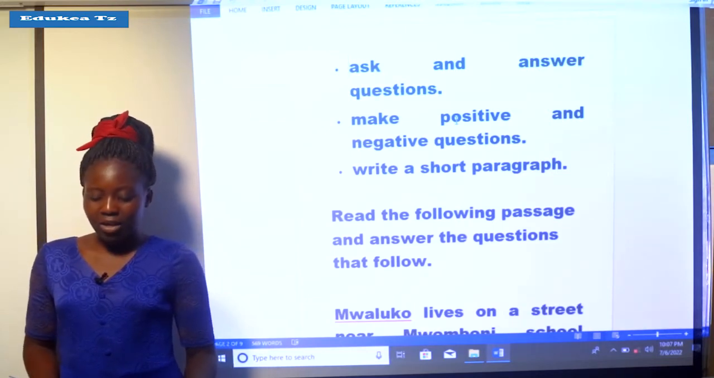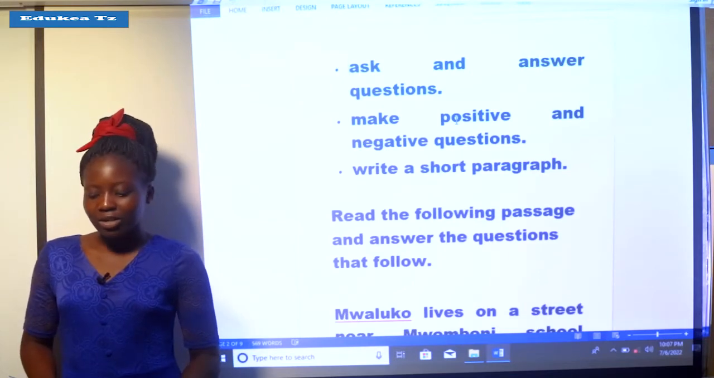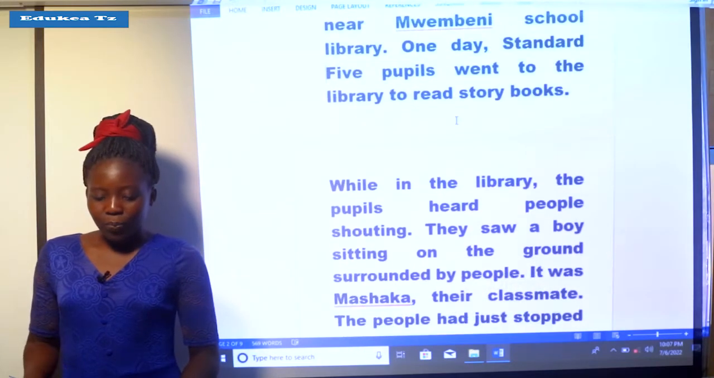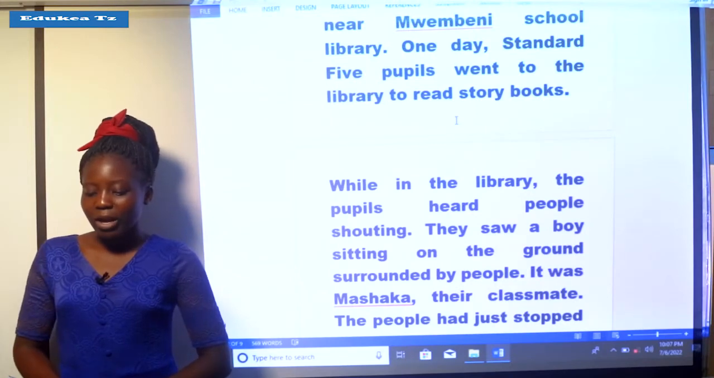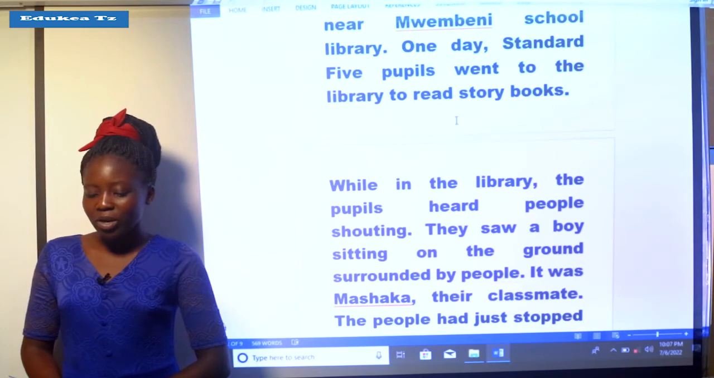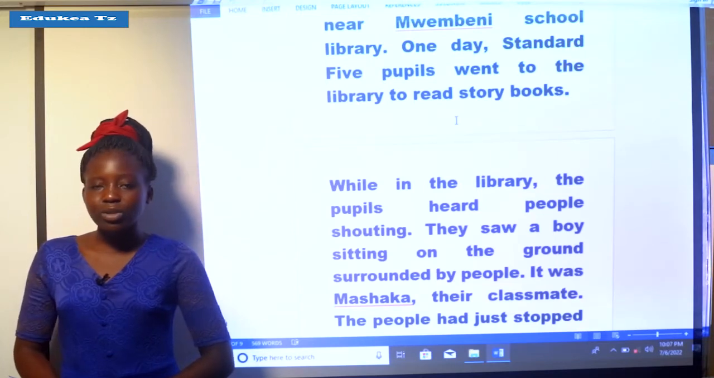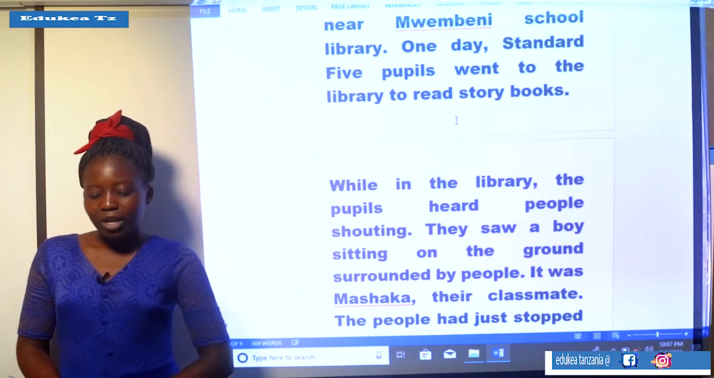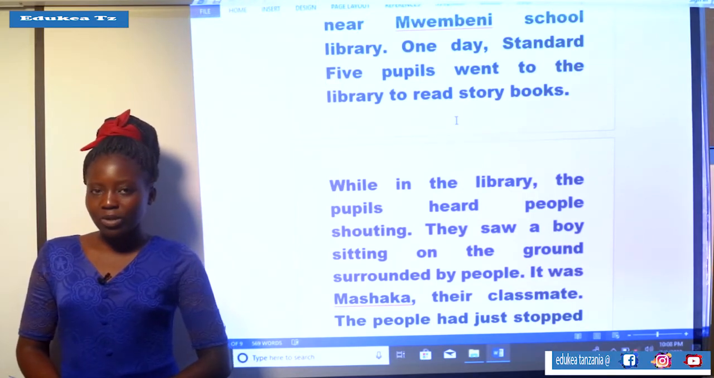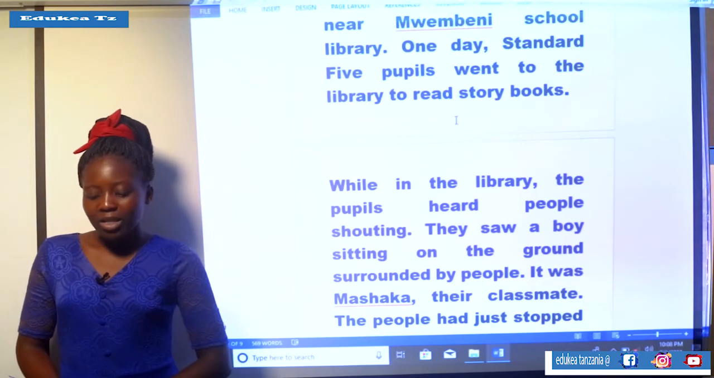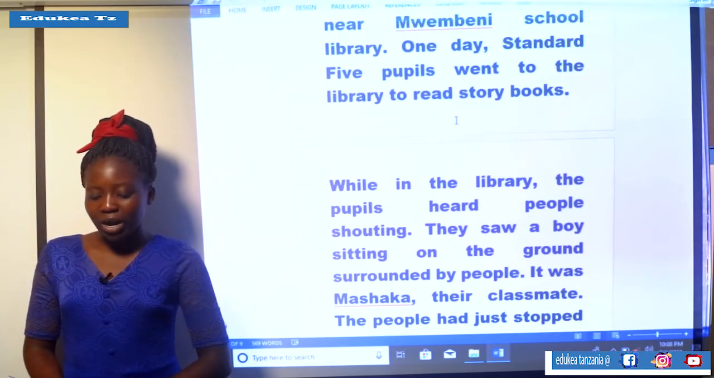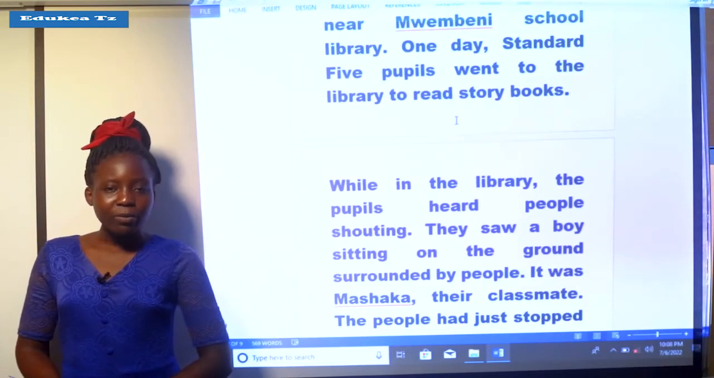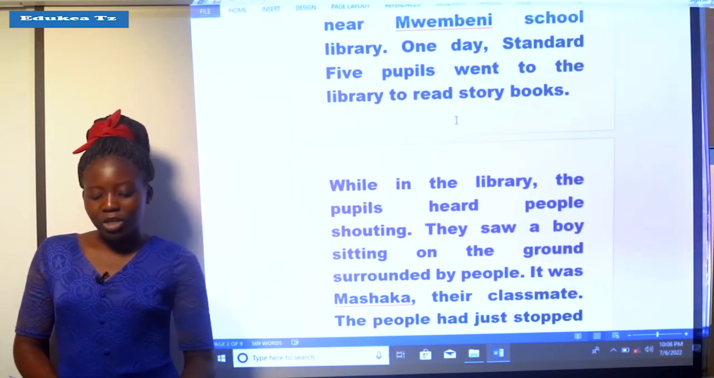We start by saying, Mwaluko lives in a street near Mwembeni School Library. One day, Standard 5 pupils went to the library to read story books. While in the library, the pupils heard people shouting. They saw a boy sitting on the ground, surrounded by people. It was Mashaka, their classmate.